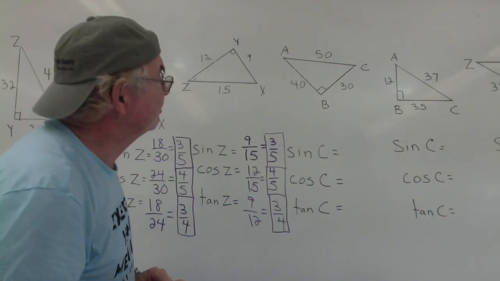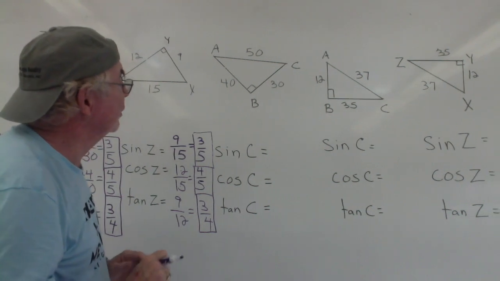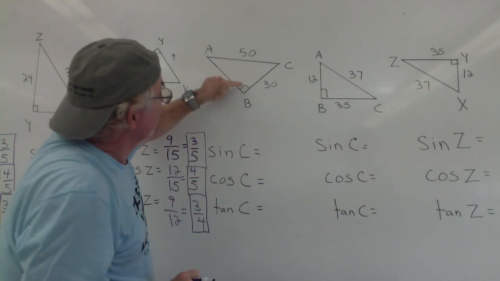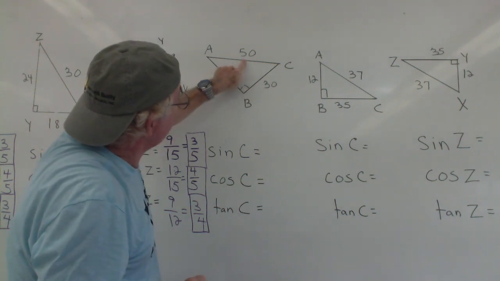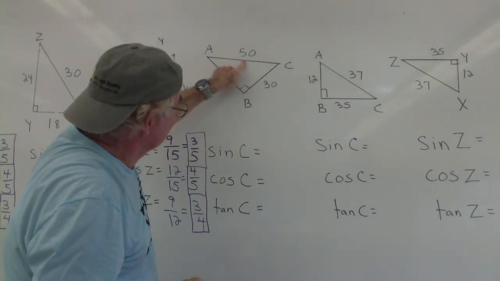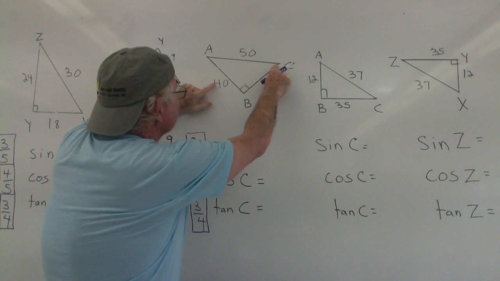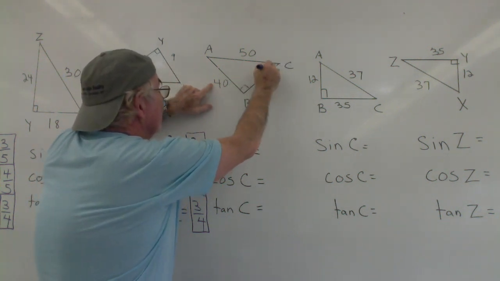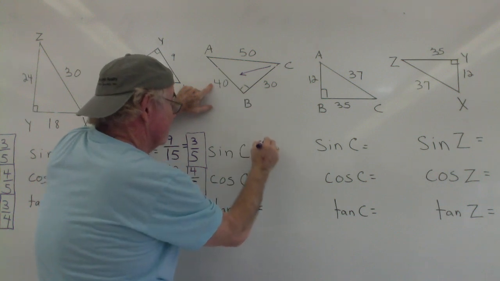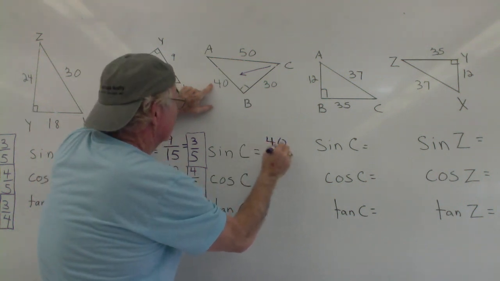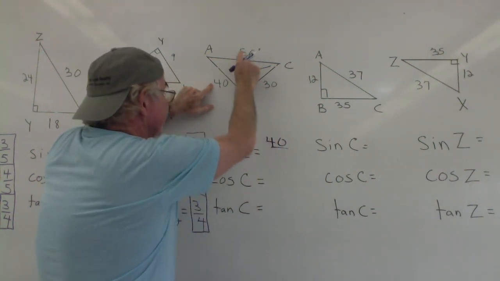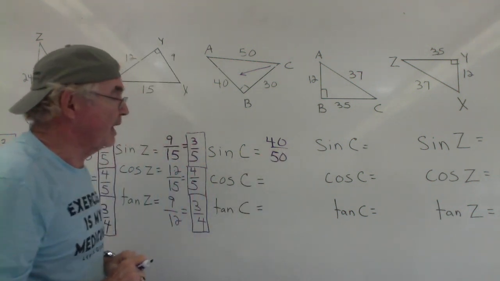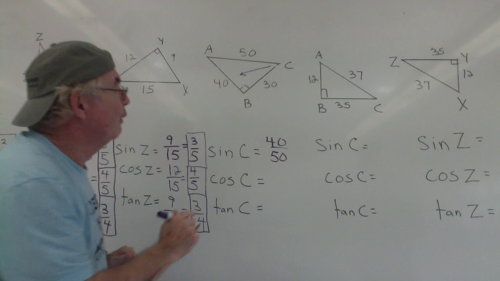Okay, continuing. This one. Now notice it's twisted again. There's the right angle. That's the hypotenuse. So we go to angle C. What's the opposite? 40. What's the hypotenuse? 50. And we reduce by 10s, 4/5.